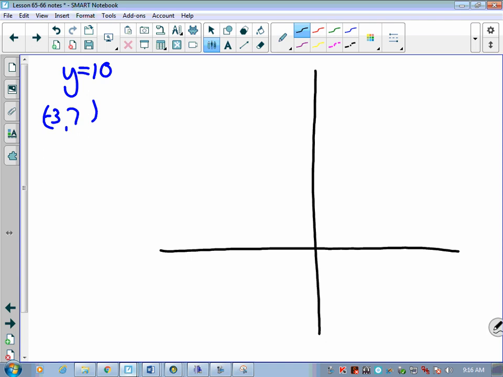Something like that. Let's go ahead and plot (-3, 7). 1, 2, 3, 4, 5, 6, 7. Okay, so that should be this point right there. Is that pretty accurate?